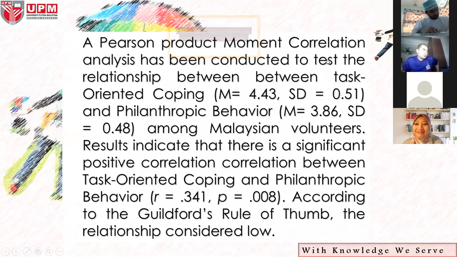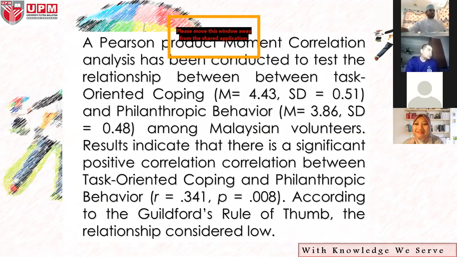A Pearson product moment correlation analysis has been conducted to test the relationship or association between task-oriented coping with mean 4.43, standard deviation 0.51, and philanthropic behavior mean equals 3.86, and standard deviation of 0.48 among Malaysian volunteers, and the results indicate that there is a significant positive correlation between task-oriented coping and philanthropic behavior. Then we present our result in brackets, in which the R value equals 0.341 and the significant value equals 0.008.